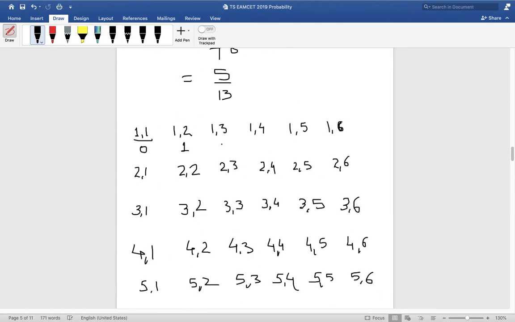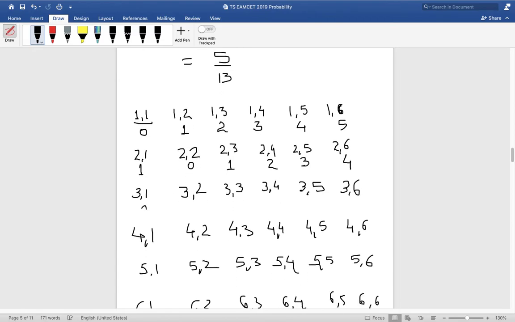Absolute difference is 1. Here absolute difference is 2. Absolute difference is 3, is 4, is 5. Over here absolute difference will be 1. 2 minus 1 is 1. Absolute difference, that is the mod of 1 is 1. 2 minus 2 is 0. Mod of 0 is 0. 2 minus 3 is minus 1. Mod of minus 1 is 1. Negative sign disappears again.